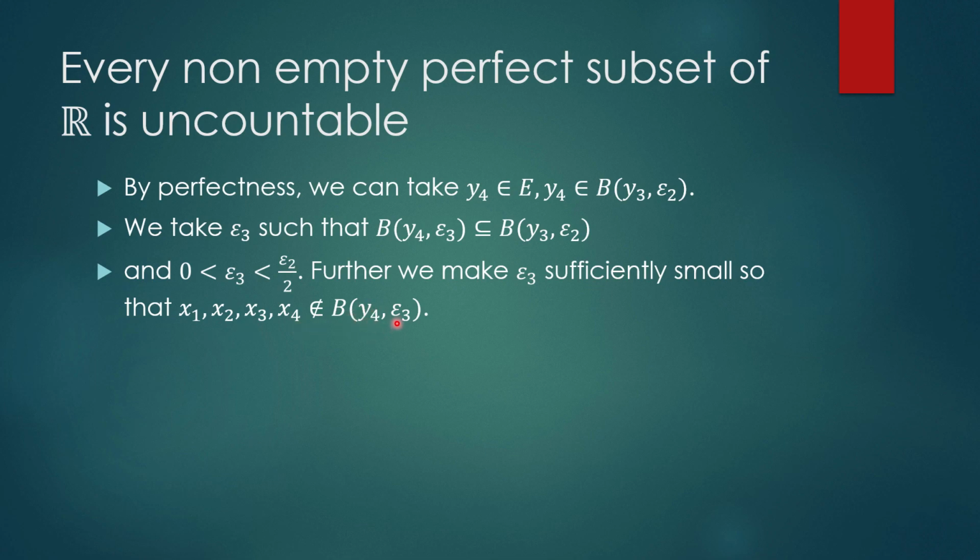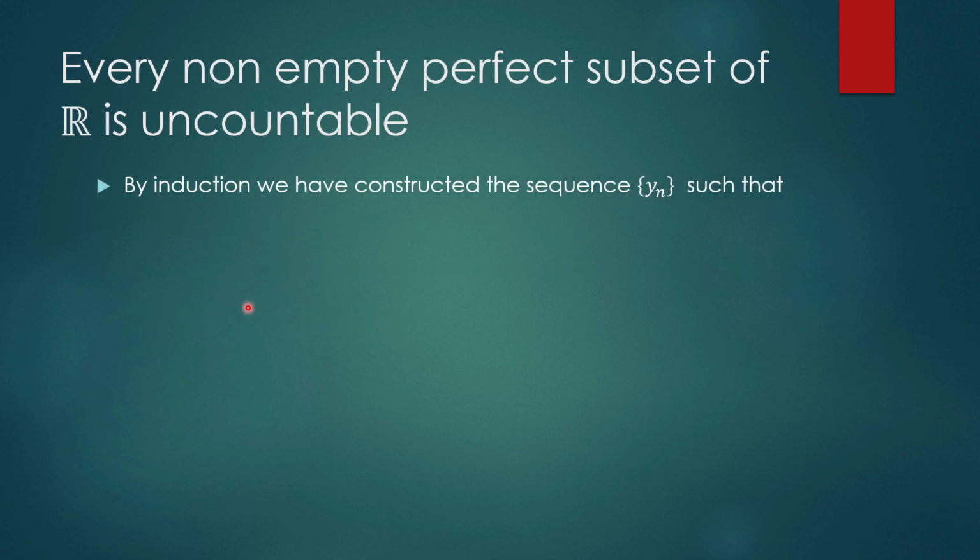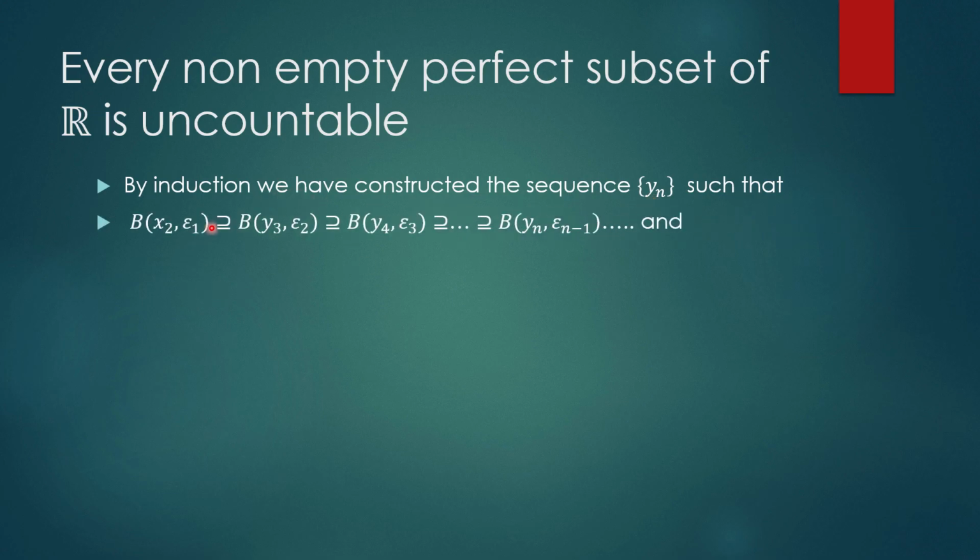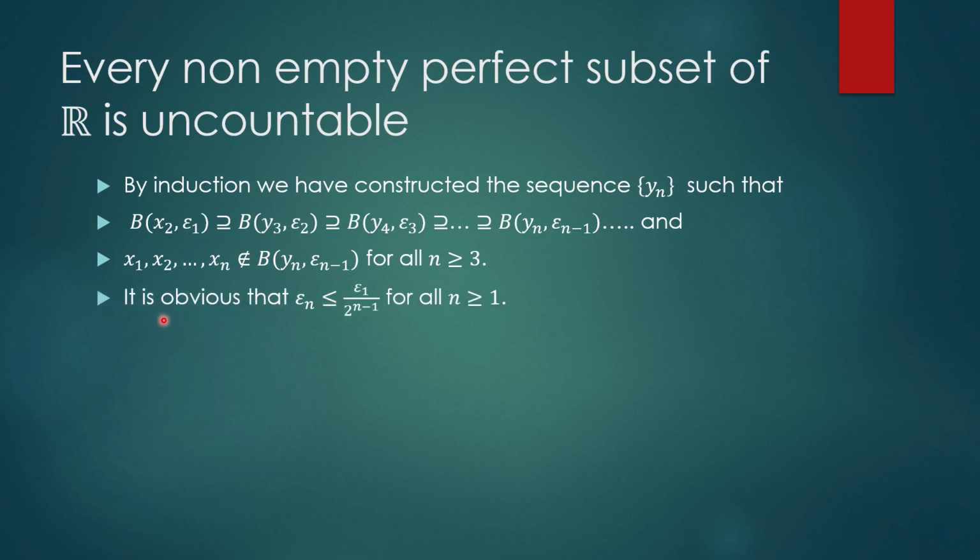All right, so by induction, we have constructed the sequence yn such that the first ball is a superset of the second ball, and the second ball is a superset of the third ball, and so on. So we have constructed a sequence of balls. The center of each ball is a member of the sequence. And x1, x2, up to xn do not belong to the ball at the nth step, B(yn, epsilon n minus 1), for all n greater than or equal to 3. It is obvious that epsilon n is less than or equal to epsilon 1 by 2 to the power n minus 1 for all n greater than or equal to 1.